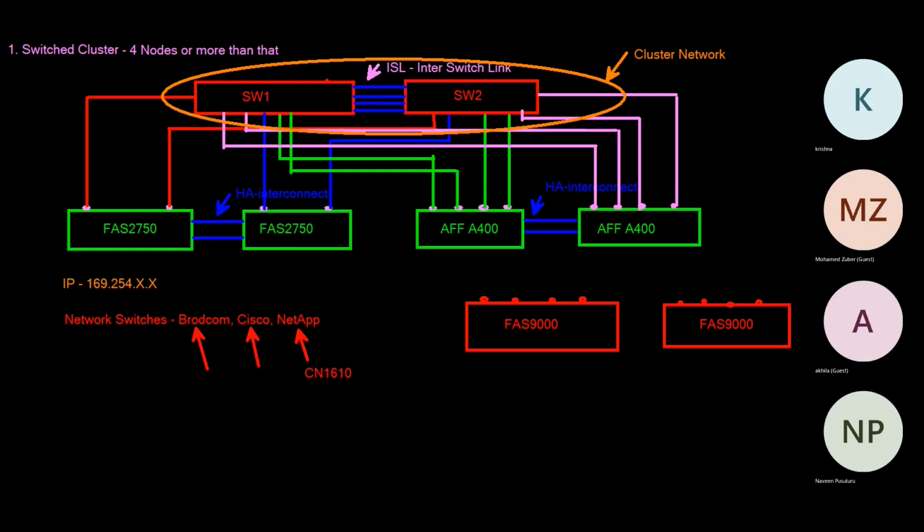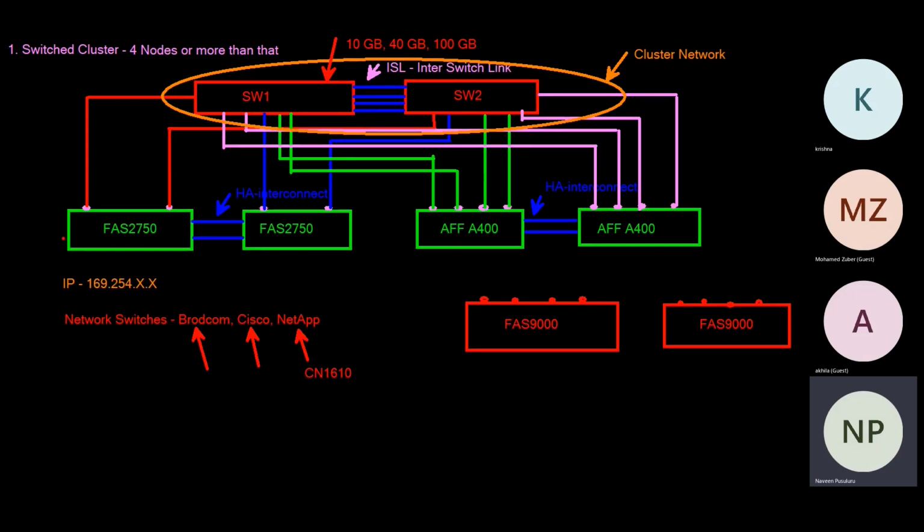These switches will have either 10 GB ports, 40 GB ports, or 100 GB ports. Based on the model and our requirement, we'll get the port configuration done when we are having the purchase discussion with NetApp. They'll ask us what models we are going to connect to these switches. We'll tell them we are connecting FAS 2750 and AFF A400.